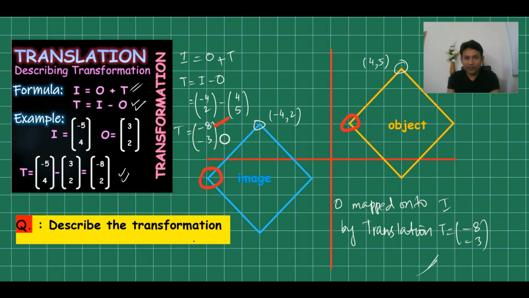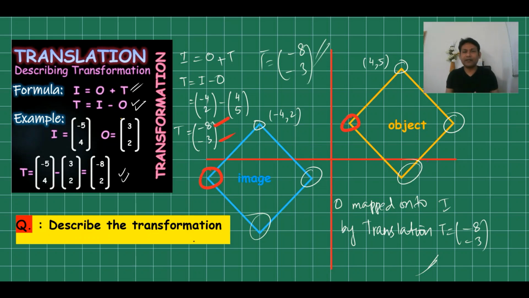8 left. Minus 8. Okay. 1, 2, 3, 4, 5, 6, 7, 8. 1, 2, 3. 3 down. You can consider any of the points. Let's suppose this point and this point. 1, 2, 3, 4, 5, 6, 7, 8. 1, 2, 3. From all the points, the translation will be, for this particular question, minus 8 and minus 3, and that's the way.